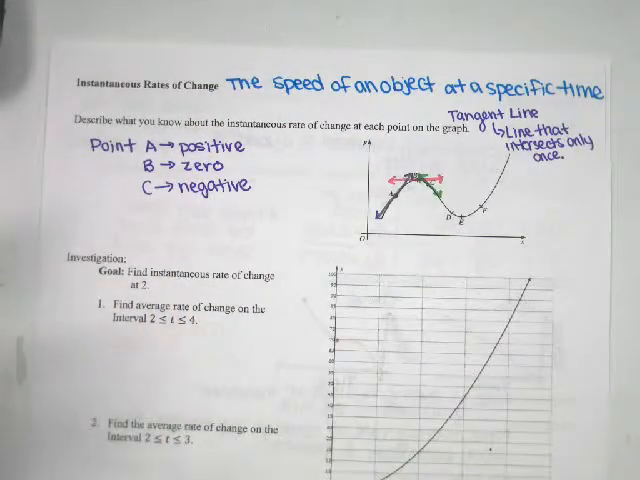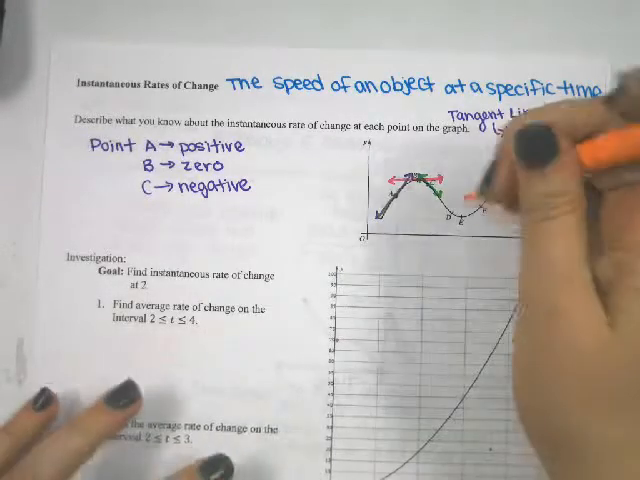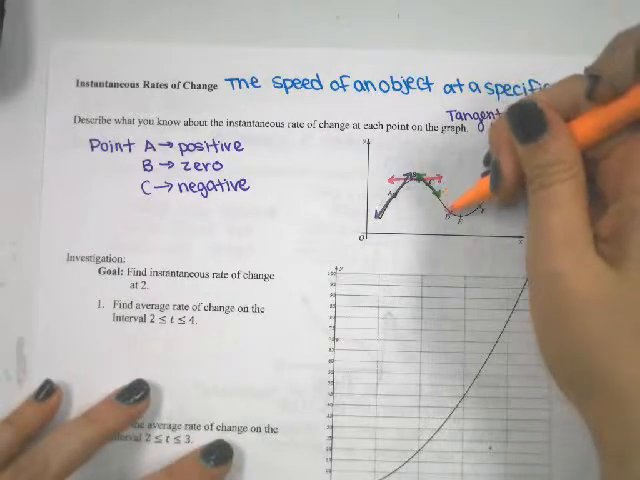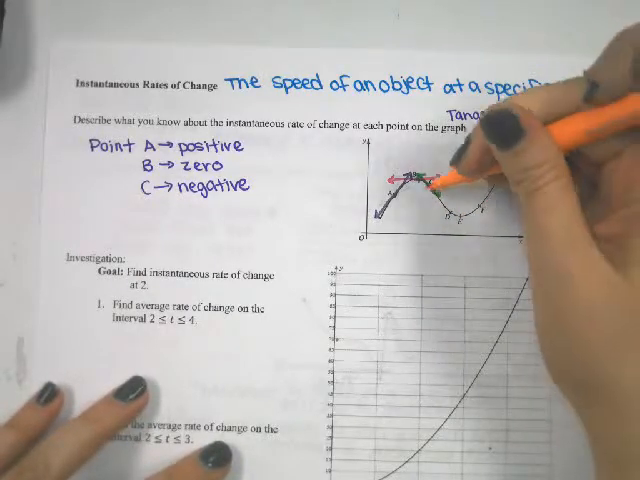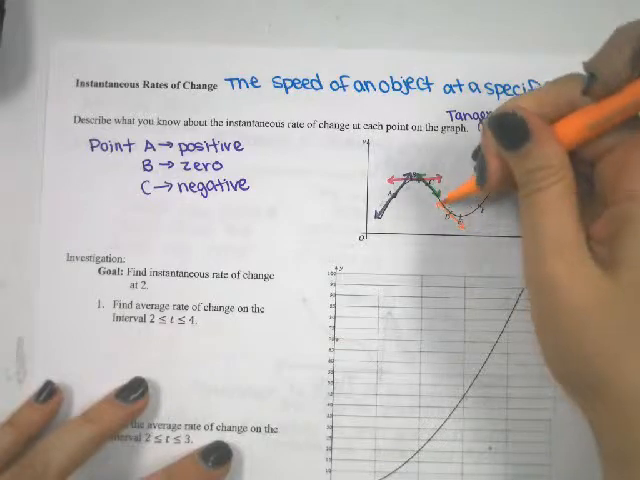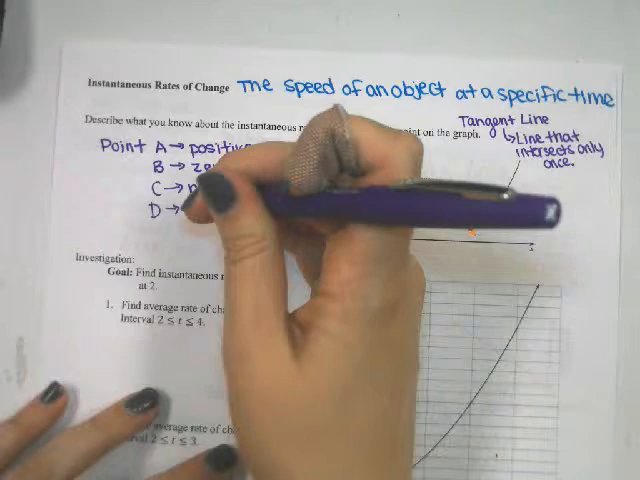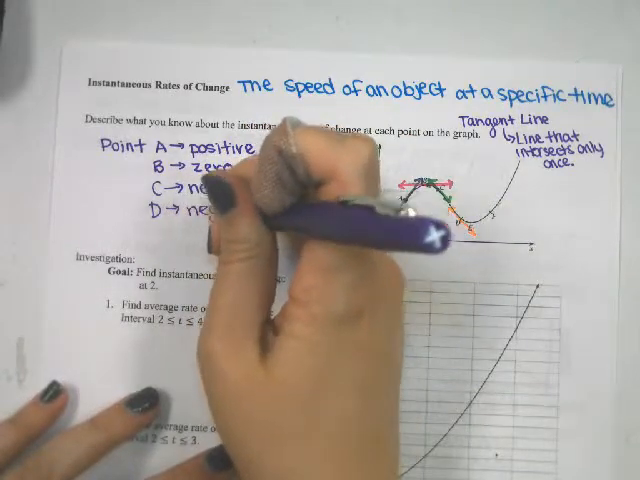We're going to look in a minute at ways to find these slopes specifically, but right now we're just looking at what they would look like. At point D, the ball is still traveling down. It hasn't started going back up yet. So at D, we still have a negative slope for our tangent line, negative for instantaneous rate of change.